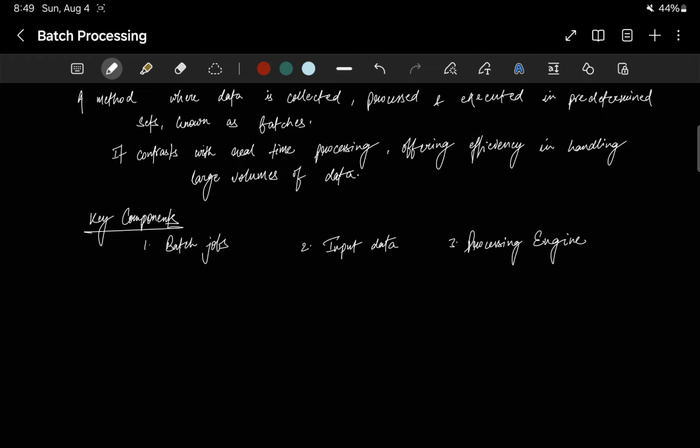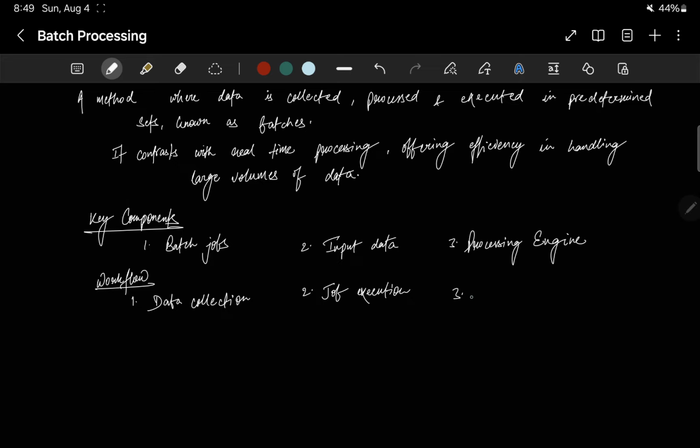Okay, now that we know about the key components, let's talk about the workflow of batch processing. So, workflow goes like this. First step is data collection. Obviously, if we have to process the data, we have to collect it. So, the process initiates with the collection of data in batches from various sources. Next comes job execution. Batch jobs are executed sequentially, performing operations on the collected data.